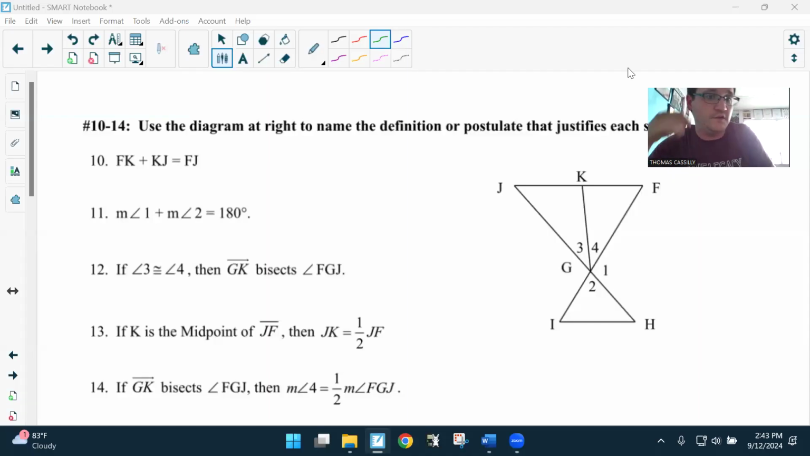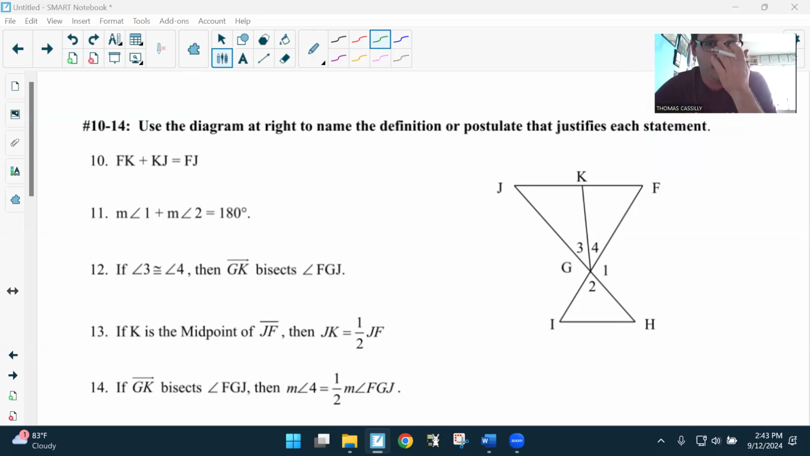Here we go. Page 2. Use the diagram to the right to name the definition or the postulate that is going to justify each one of these statements here. So they're saying FK. Where is FK? All right. FK plus, here, we'll do this.